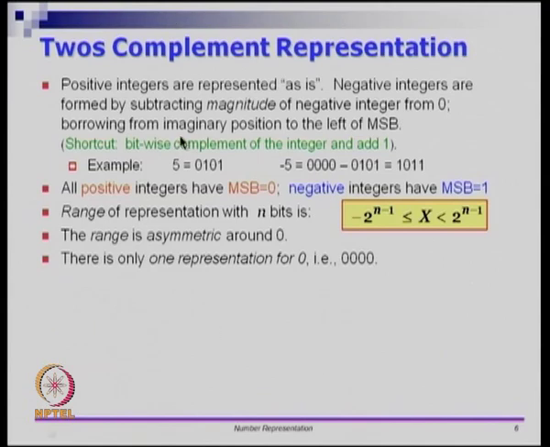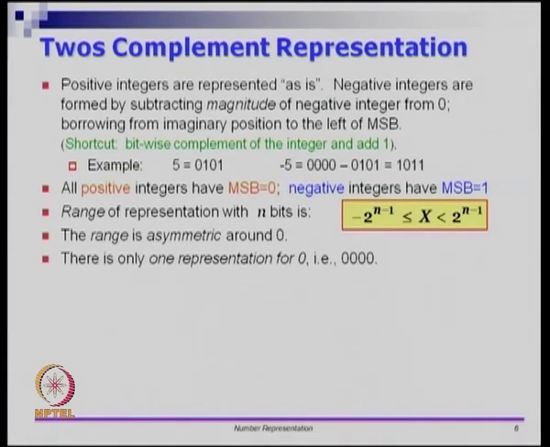In this, again the positive numbers are represented as they are, and negative numbers are calculated by subtracting the magnitude of the negative number from 0, and we borrow from an imaginary position. As an example, there is a shortcut way of getting a 2's complement representation. If the number is positive, you write it as it is. If the number is negative, the first thing you do is complement.